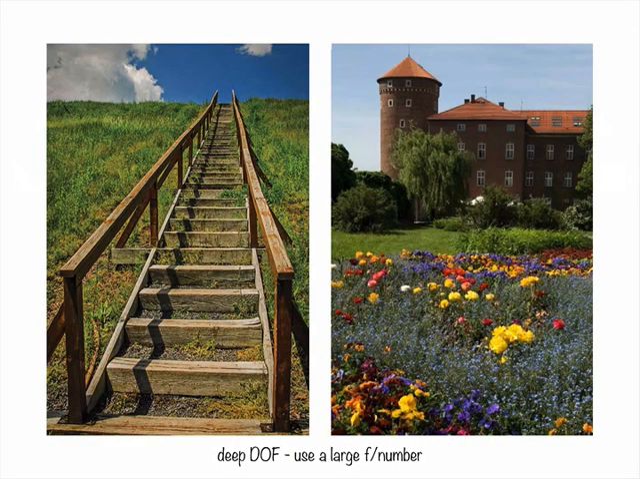These two images are an example of deep depth of field. As you can see, from the foreground all the way to the background is in relatively sharp focus. And to create images like this, you want to use a large f number.